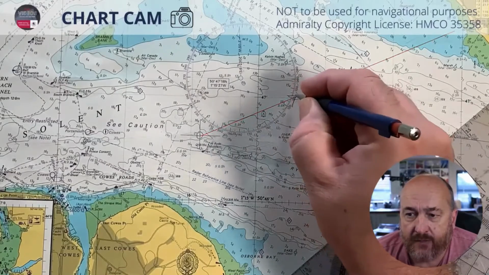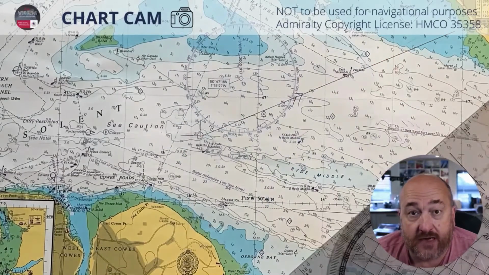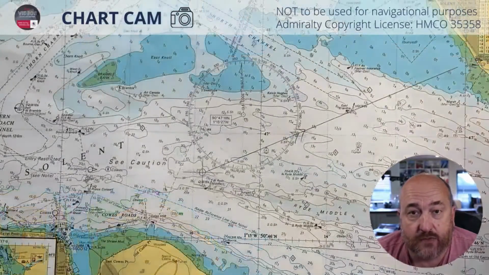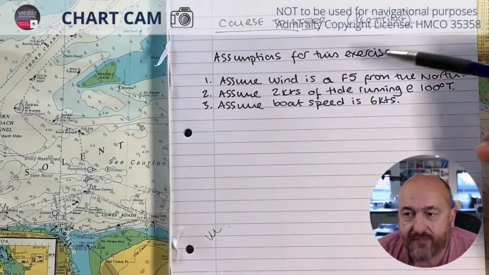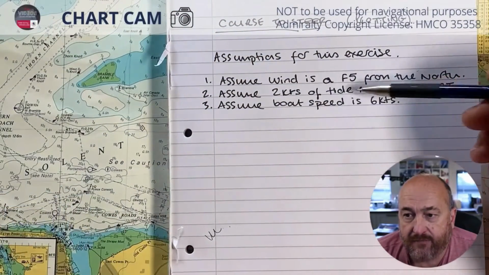Okay. And then we're going to mark that. That's our desired ground track. So we're going to put 2 arrows there. That's what we would desire as our ground track. So we've got here our assumptions.